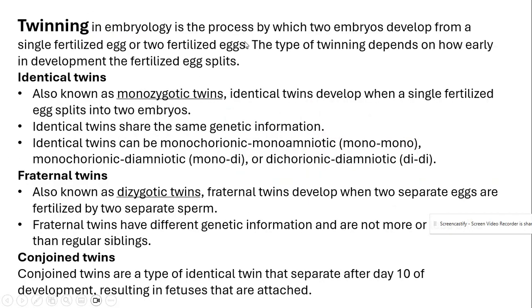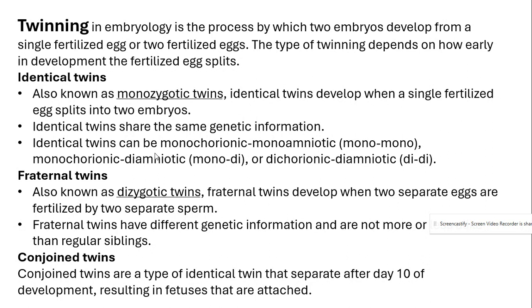Twinning. In embryology, the process by which 2 embryos develop from a single fertilized egg or 2 fertilized eggs. The type of twinning depends on how early in development the fertilized egg splits. Identical twins, also known as monozygotic twins, develop when a single fertilized egg splits into 2 embryos. Identical twins share the same genetic information. Identical twins can be monochorionic monoamniotic, monochorionic diamniotic, or dichorionic diamniotic.